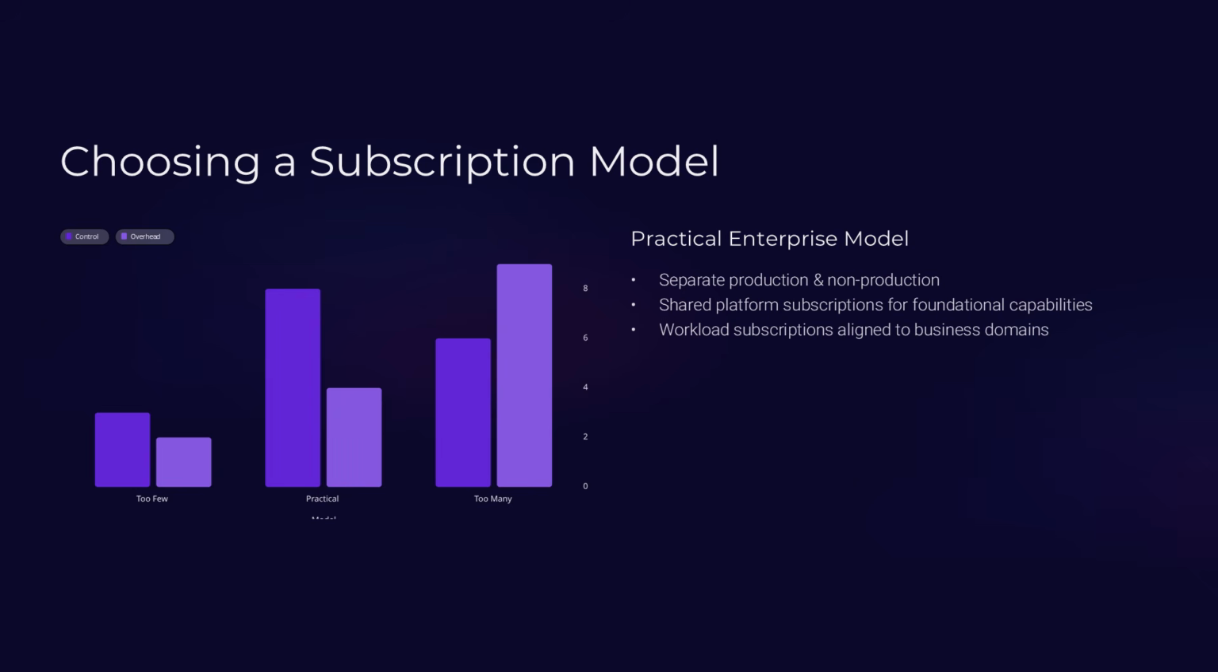With subscription purpose clear, you now choose a subscription model that balances control and manageability. If you create too few subscriptions, ownership blurs and blast radius increases. If you create too many subscriptions, governance overhead increases and teams become confused. A practical enterprise model separates production and non-production. It establishes shared platform subscriptions for foundational capabilities and creates workload subscriptions aligned to business domains or product teams. This gives leaders clearer financial accountability and gives security teams clearer control boundaries.